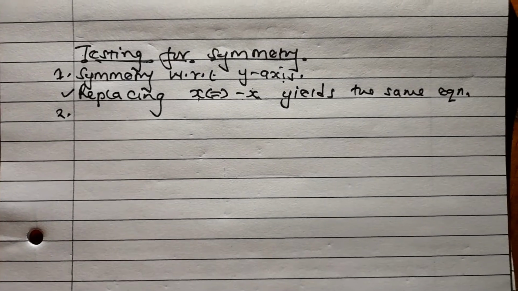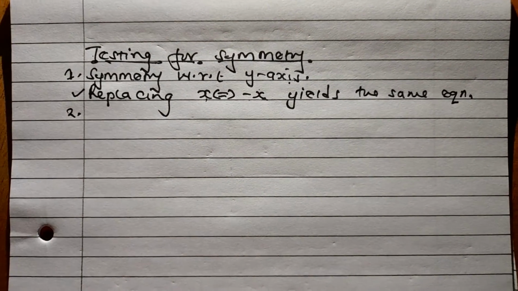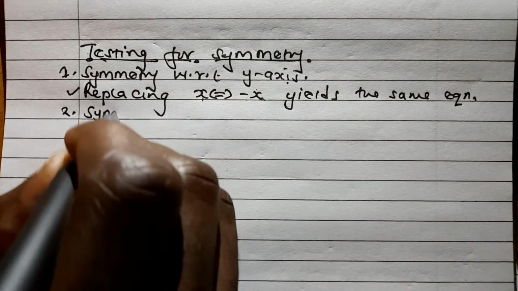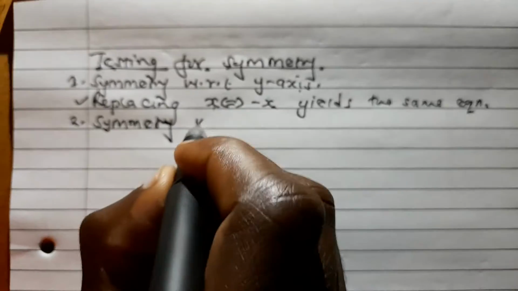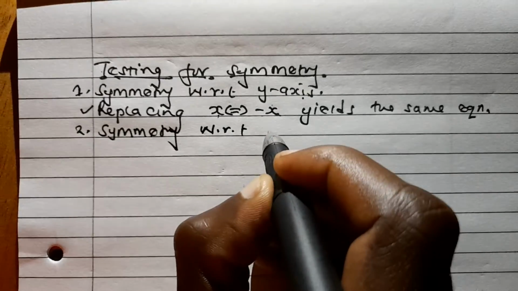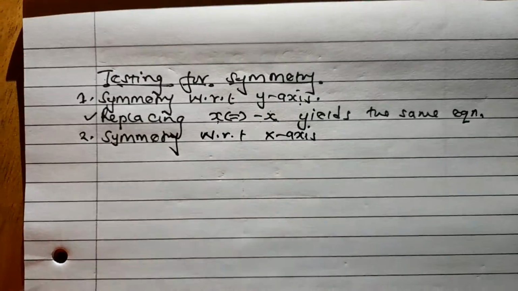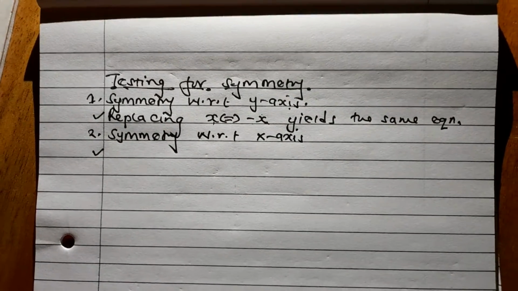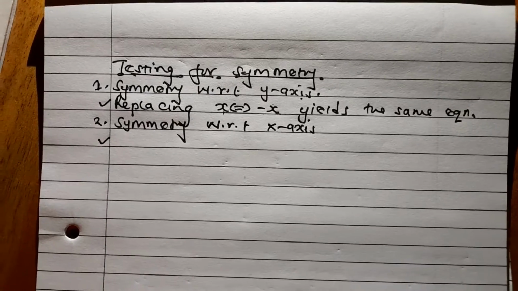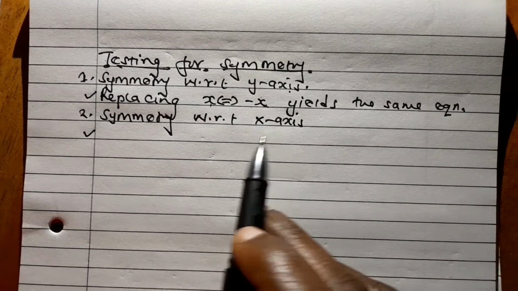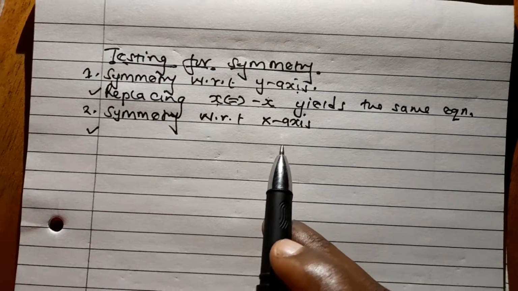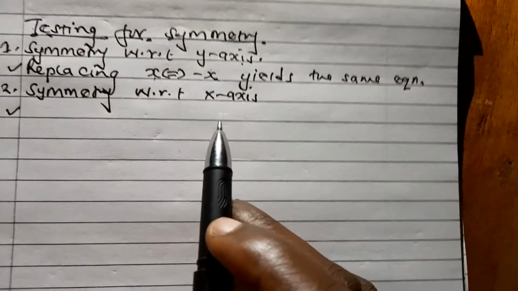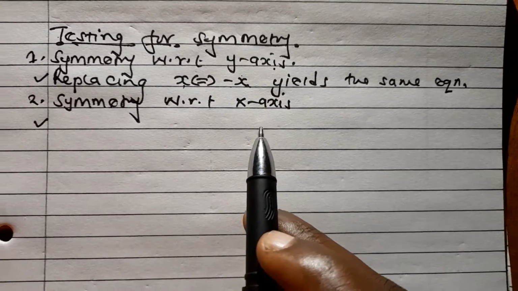So number two, testing for symmetry with respect to the x-axis. We said a graph is symmetric with respect to the x-axis if whenever we have a point x comma y on the graph, then we'll have another point x comma negative y also on that particular graph.